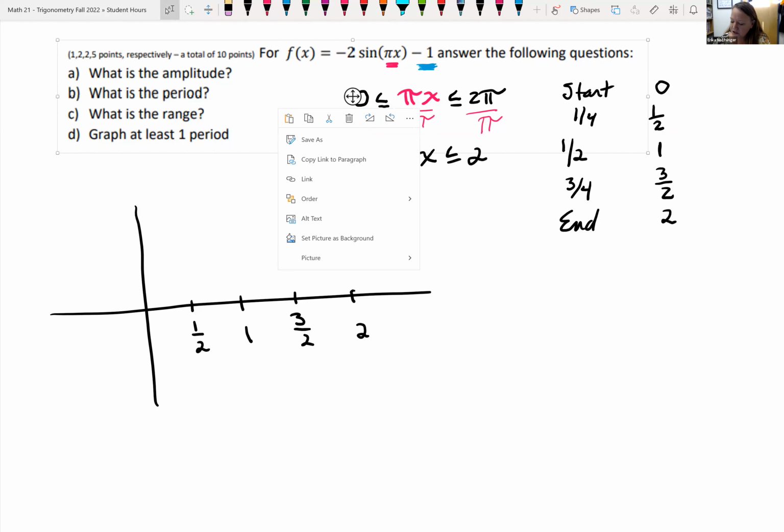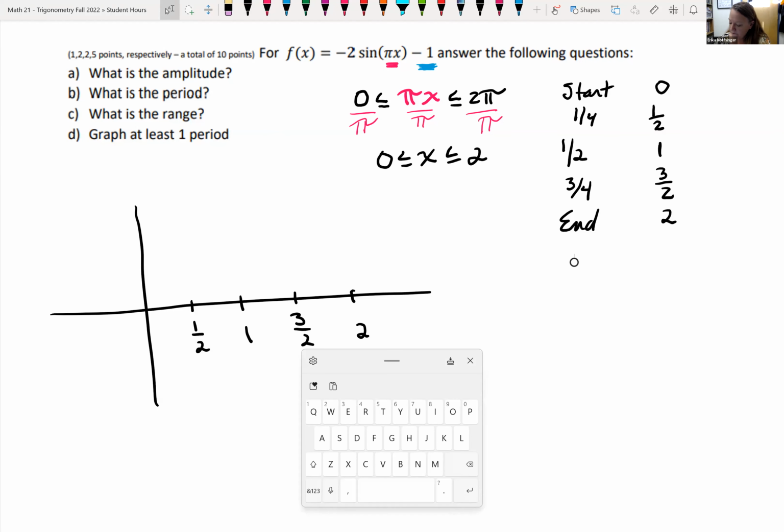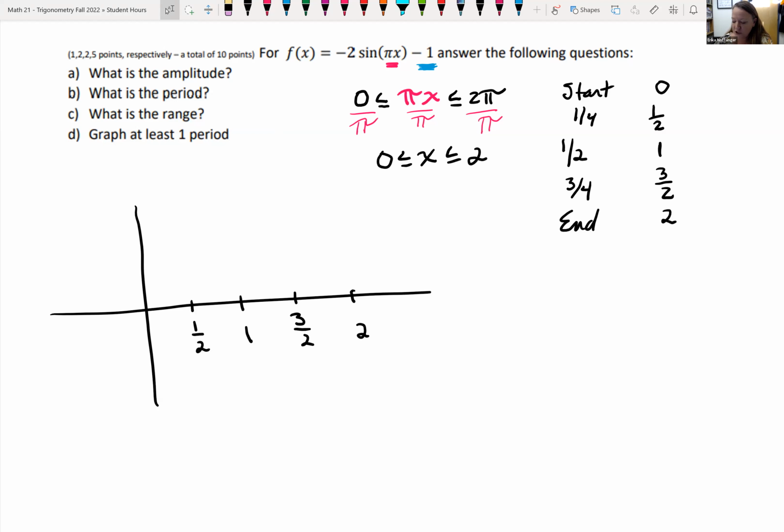My amplitude is the absolute value of the coefficient in front of the sine function or the cosine function. So the absolute value of -2 is +2. So what is the amplitude? It's 2. Normally my maximum on the graph of -2 sine pi x would be 2, and my minimum would be -2. But I'm shifting everything down 1 unit.